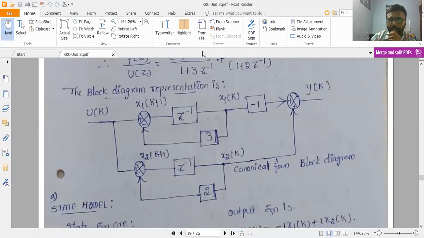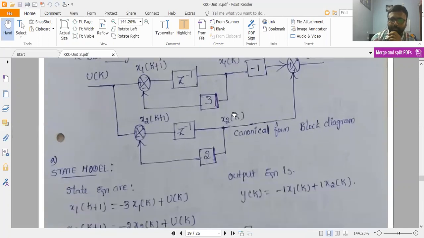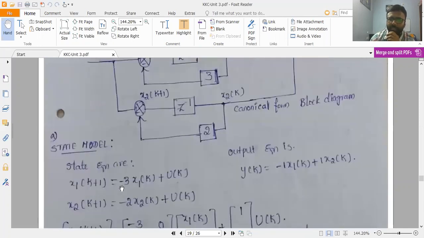So we are having two particular terms, that means two summing points are going to be there. So two state equations are going to be obtained, that is x1 of k plus 1 and x2 of k plus 1. X1 of k plus 1 is equal to minus 3 into x1 of k plus u of k, and similarly x2 of k plus 1 is equal to u of k minus 2 into x2 of k.